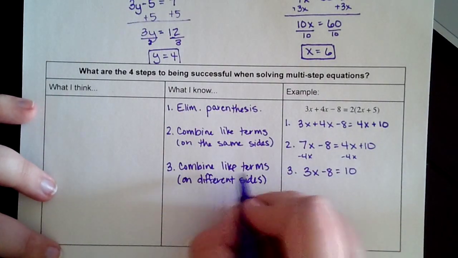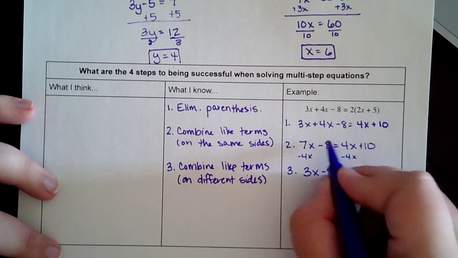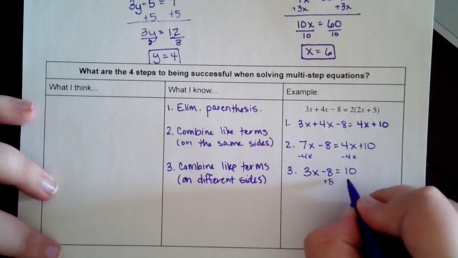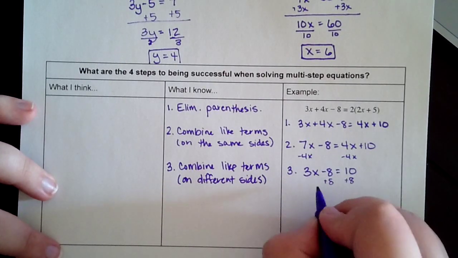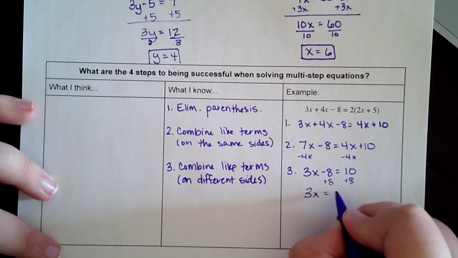And then notice it's combine like terms on different sides. That's not just the variable. I'm also going to do that with the numbers. So I'm going to move that 8 over to the same side. Notice this is in the same step as number 3 to be 3x equals 18.